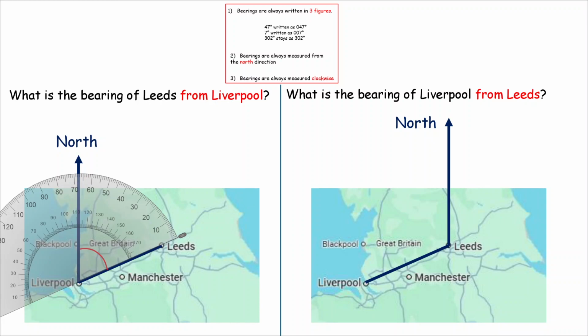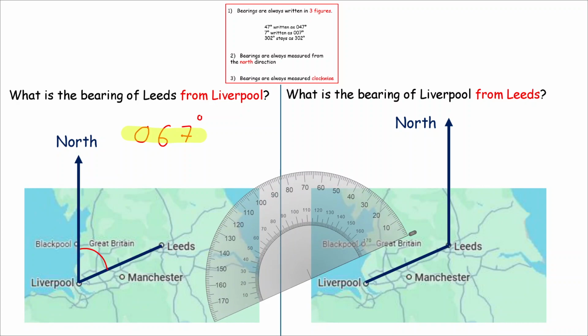Okay, I'm going to write my answers down first of all, before I forget. That is 67, but remember, a bearing is in three figures, so 0, 6, 7 degrees, and that is your answer. There you go. And it makes sense, right? Because if we think about our angles, this is an acute angle. It is small, so that's less than 90.